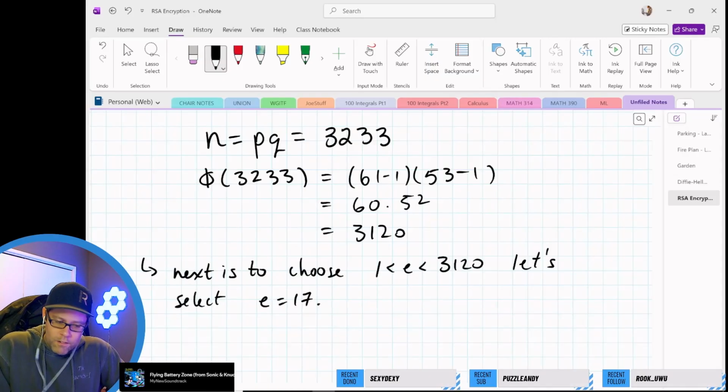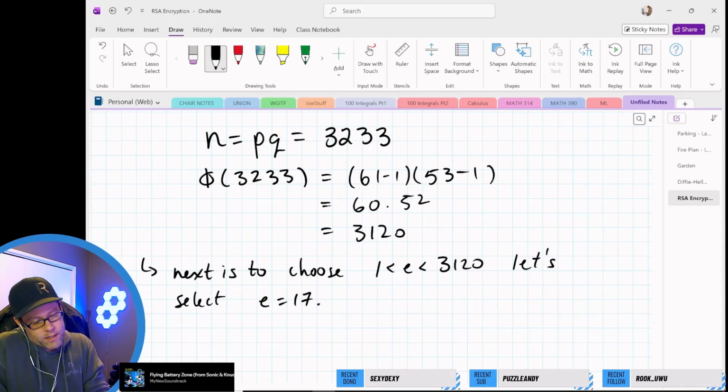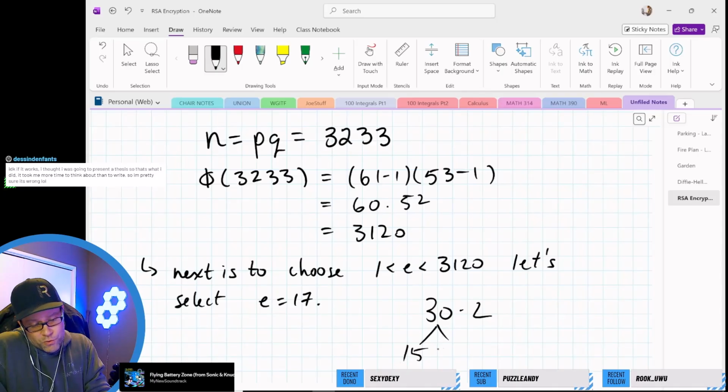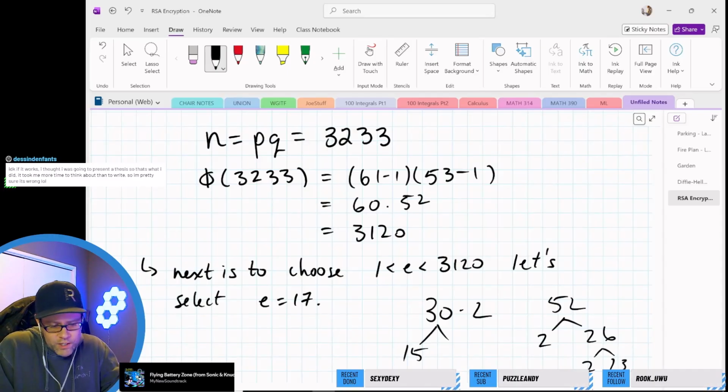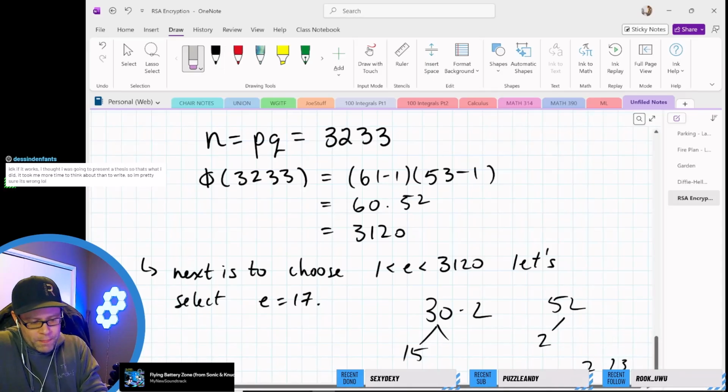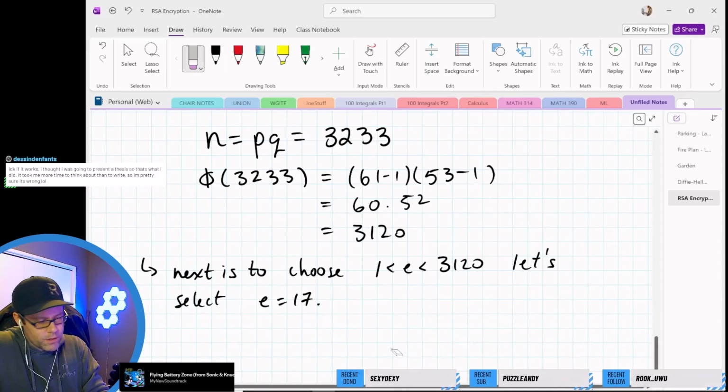I think 17 should be fine. 60 has what? 60 is like 30 times 2, so there's a 15 in there. So 60 has 3s, 5s, and 2s in it, and what does 52 have? It's 2 and 26? So it has 2s and 13s in it. So 17 should be co-prime with this number, because I think the prime numbers of 3,120 are 2s, 3s, 5s, and 13s. I don't see any 17s in the factorization of these two numbers. So I think we should be okay.